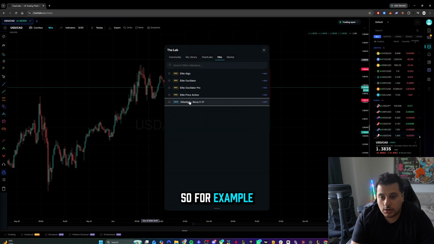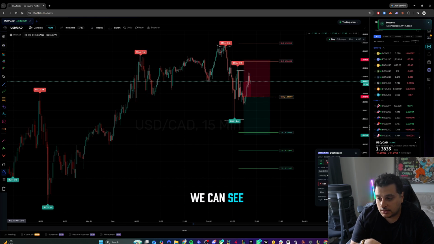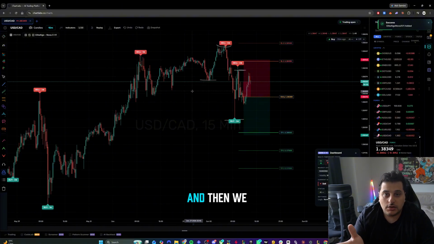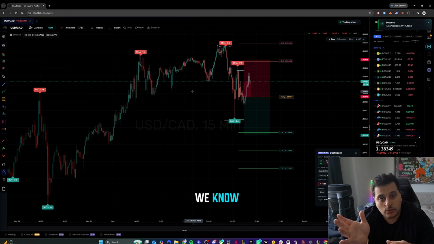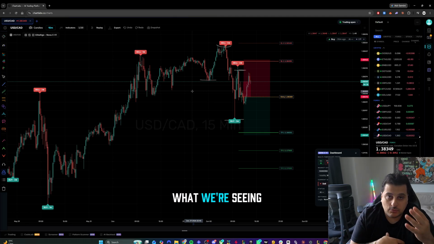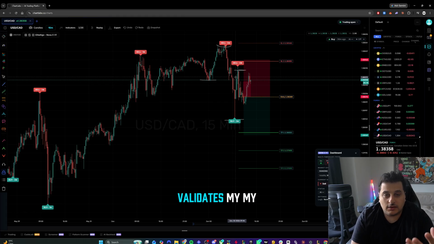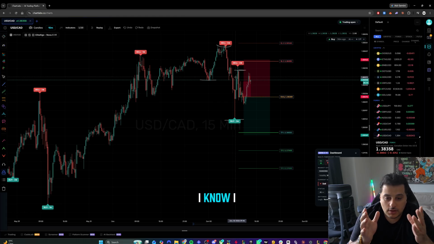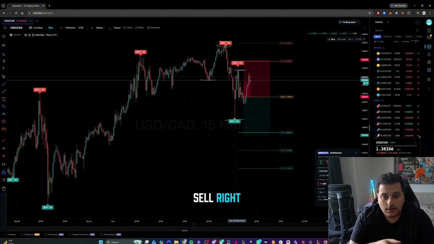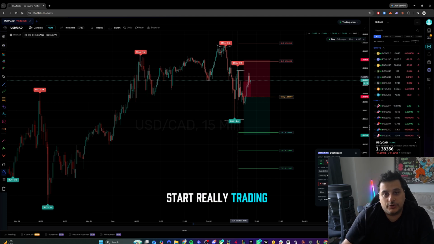So, for example, if we turn on Elite Algo here, we can see we got the buys, we got the sells. It's pretty much telling us what's happening on the chart. And then we just use what we know in conjunction with what we're seeing, right? So for example, here, it gave us a sell signal right at that engulfing candle, right? So that just validates my bias. I know I was already thinking sell, right? And then we got a sell signal here. So I'm already thinking sell, guys. And it's that simple to start really trading, if that makes sense.